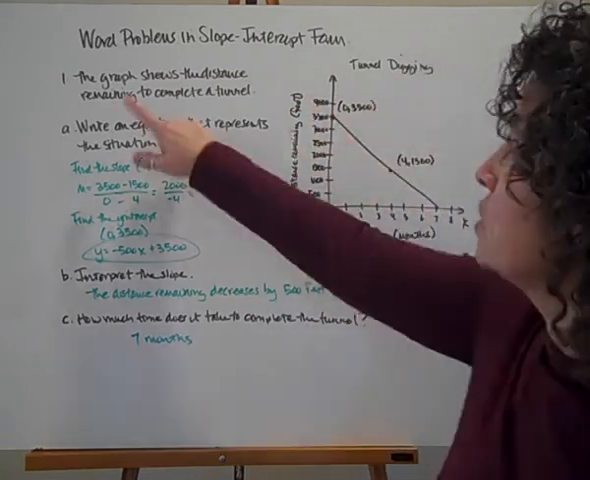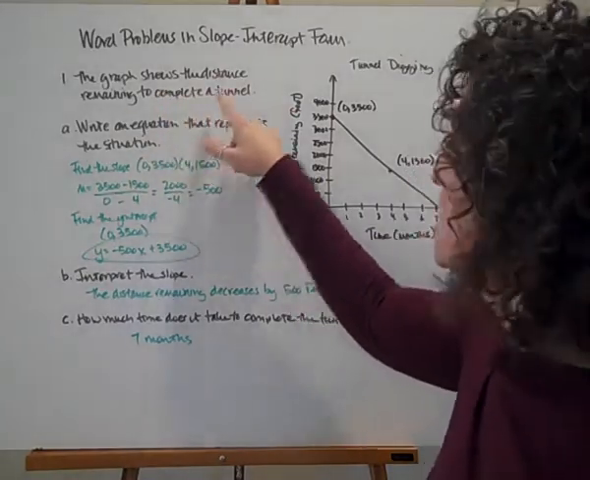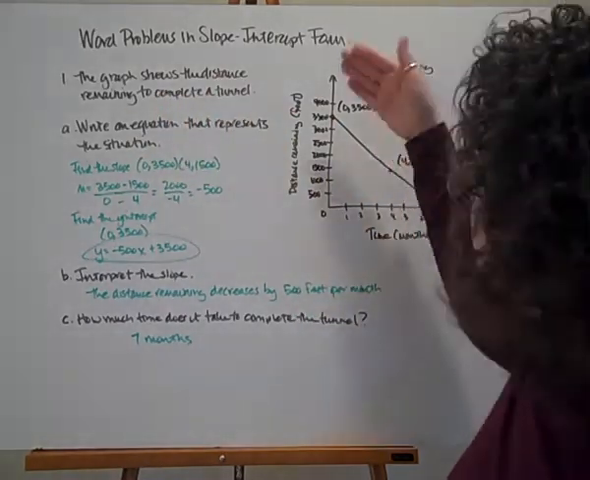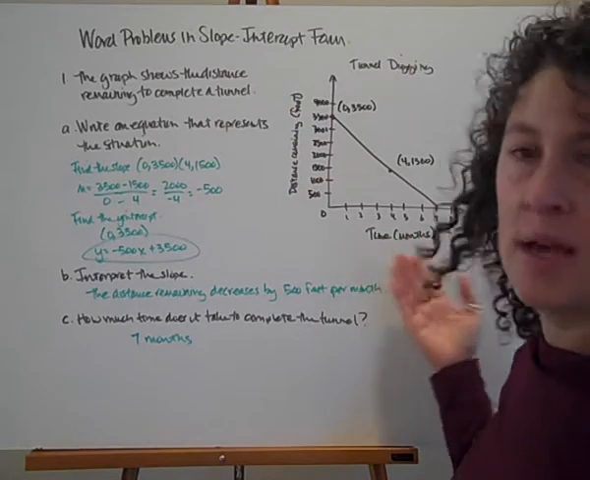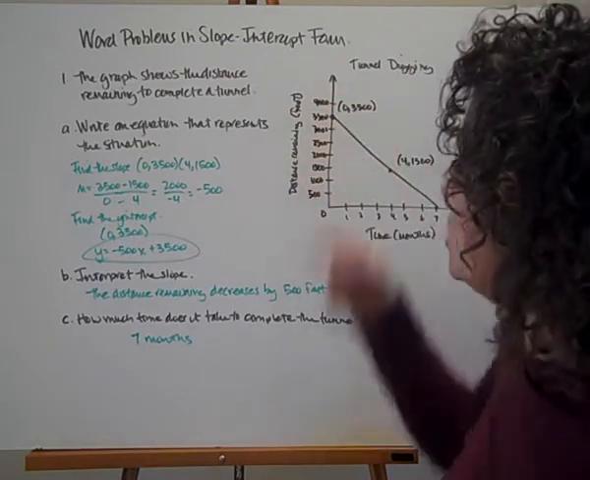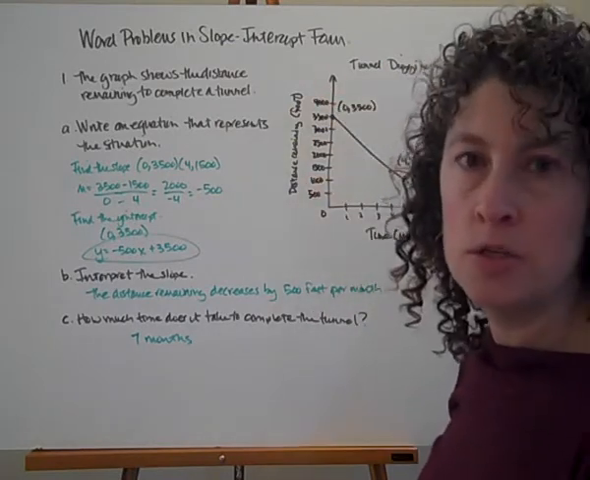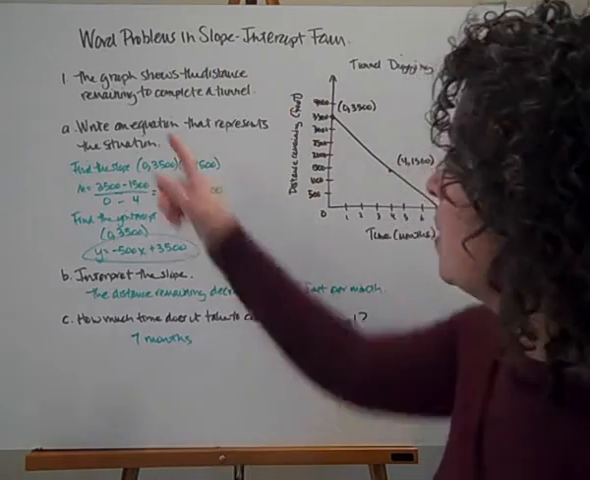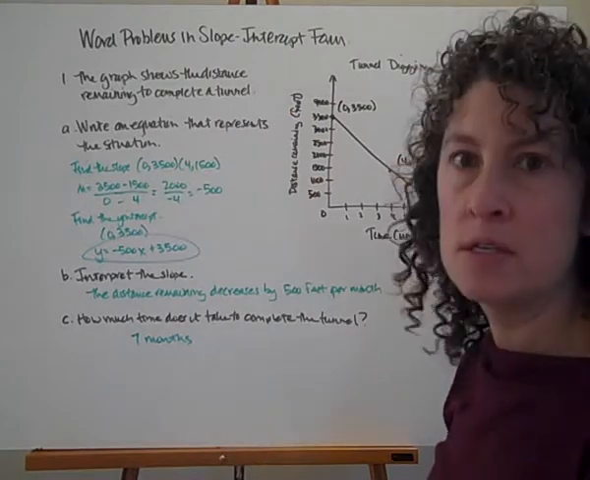We have this graph, and this graph shows the distance remaining to complete a tunnel. So we're digging a tunnel here, and this is showing that as time is passing in months, how many feet they have left to finish that particular tunnel. So our first question here is to write an equation that represents the situation.